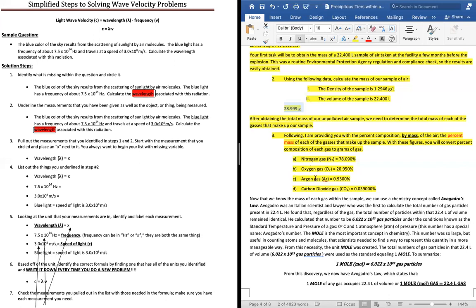So what I'm going to do is you're going to finish these last three. So for the nitrogen gas, I'm going to underline this number. So there we go. So number three, pull out the measurement that you identified in steps 1 and 2. We always start with the measurement you circled and place an X next to it. So step 3 is I'm going to come down here.